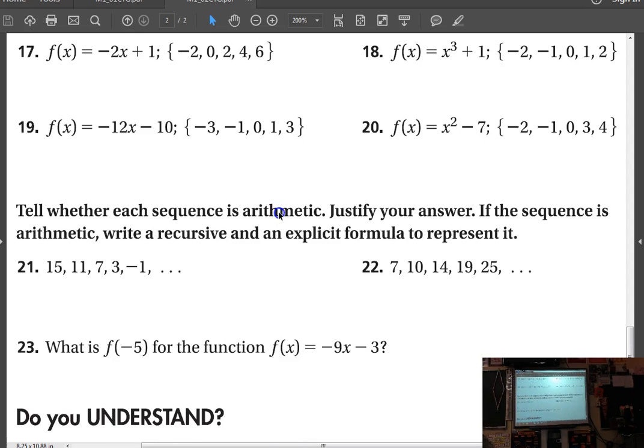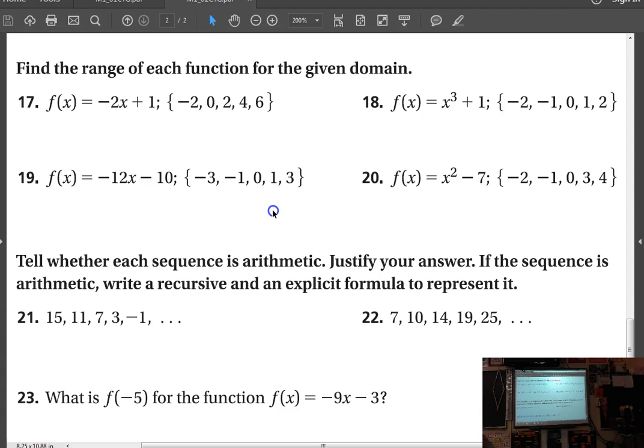21? Waiting for that to die. Yes, I have a question for like 17, 18, 19, 20. Like, when you write it down, do you have to write it from least to greatest? No.